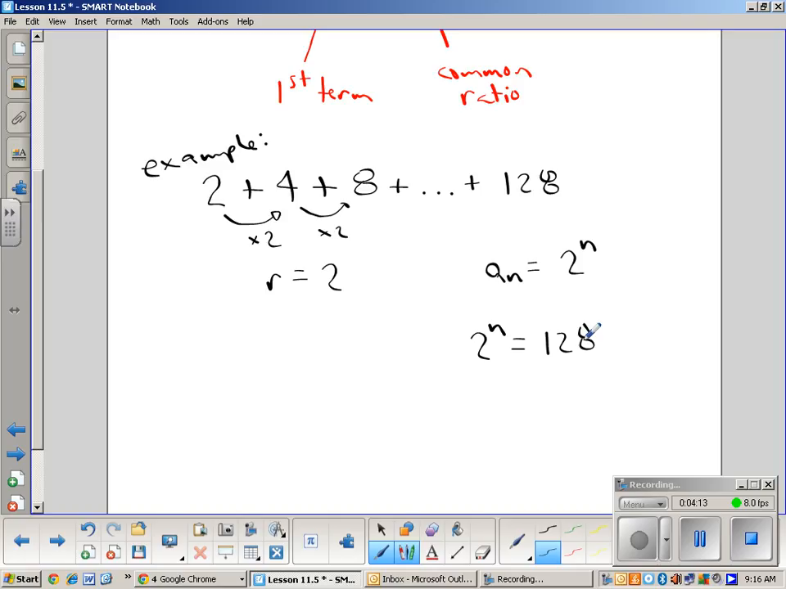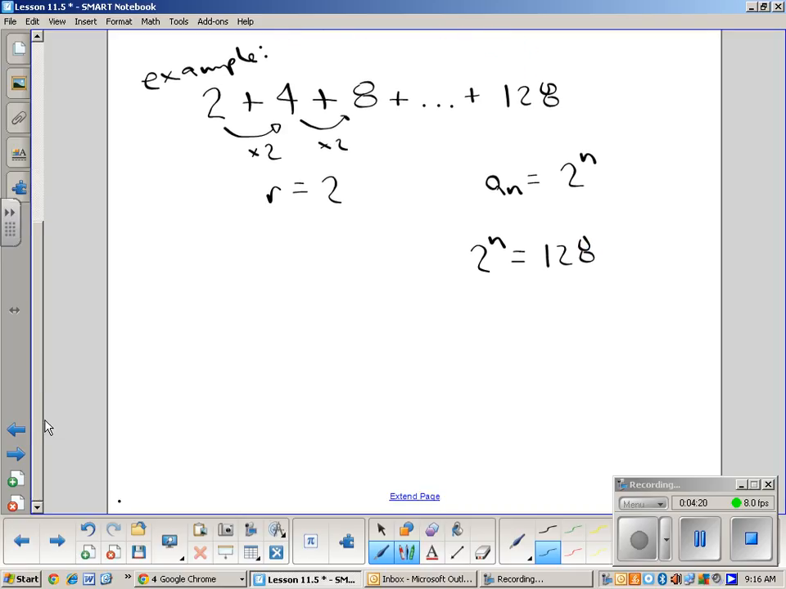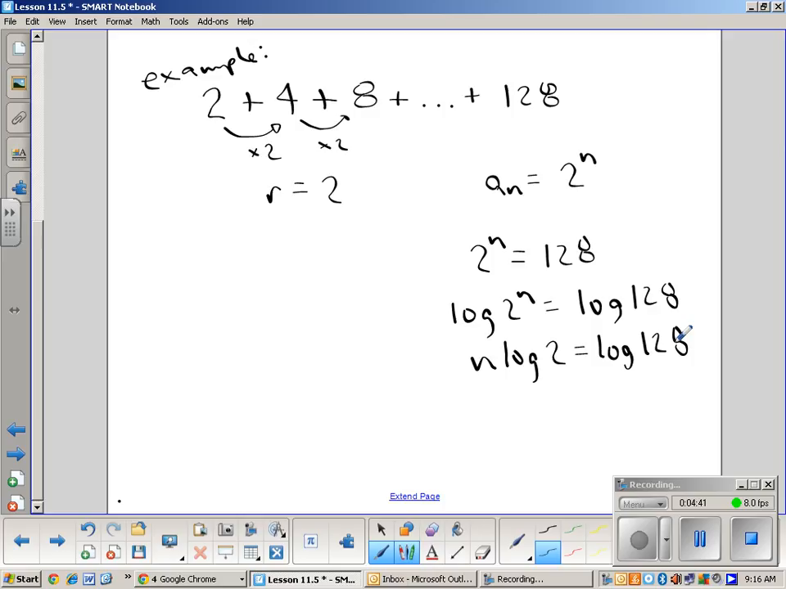Okay? Remember logs we worked on? I could say log of 2 to the n is equal to log of 128. That means n log 2 equals log 128. This is not the only way it can be solved, but this is the best way if your calculator doesn't do a change of base.